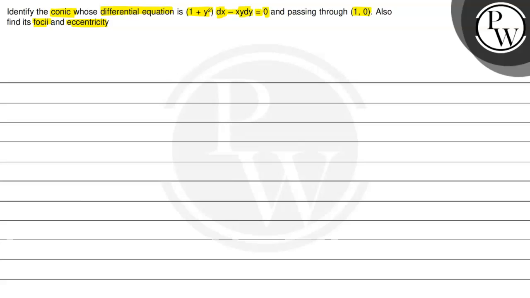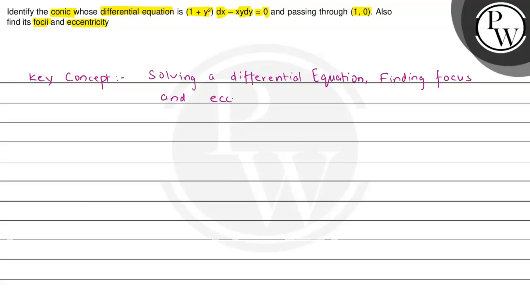So let's start off this problem by listing the key concepts involved. Concepts. The key concepts involved in this problem are solving a differential equation, and finding the foci and eccentricity of a hyperbola.